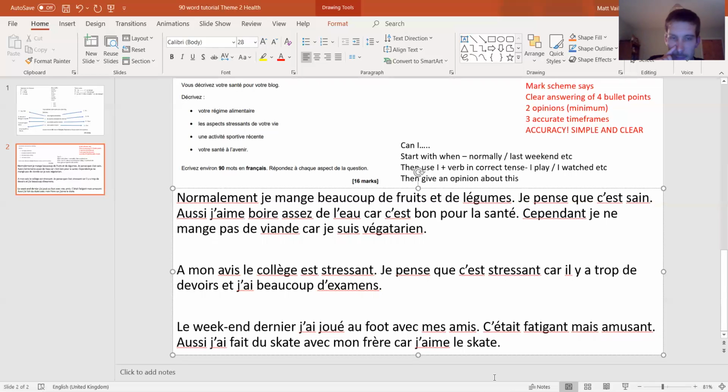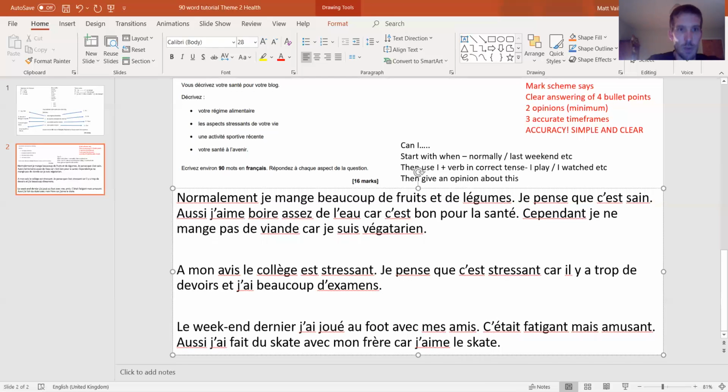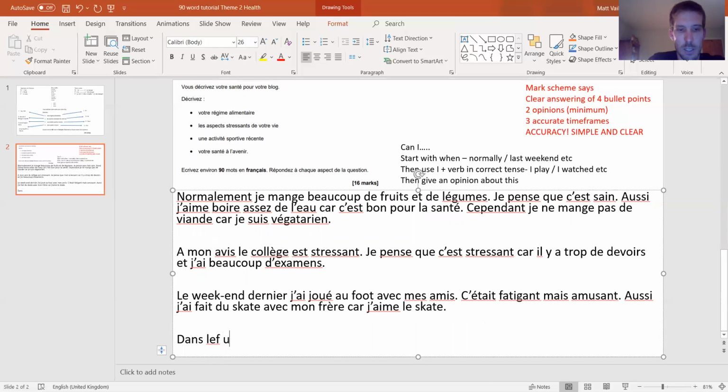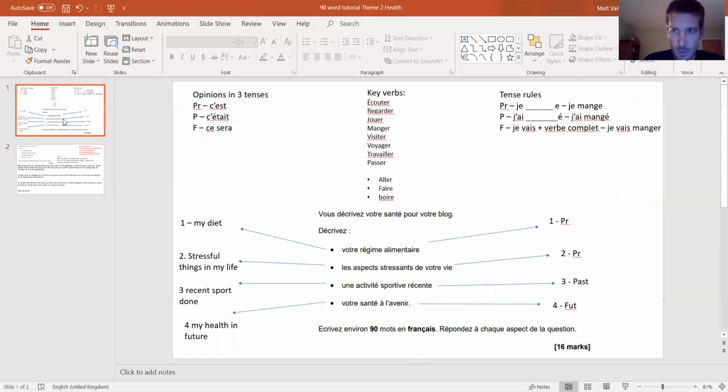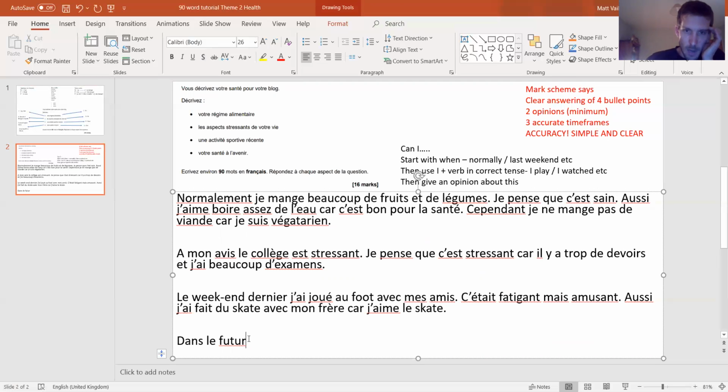Last bullet point. Let's just check our plan. My health and future tense. Well, I could obviously use what they're given in the bullet point, à l'avenir, or if I didn't quite feel confident using that, I could go to my stock dans le futur, which is quite easy to use. But if you wanted to, you could take this à l'avenir out of the bullet point in the future. Okay, it's a good one to use, get some variety. But anyway, dans le futur, what's my tense? Well, je vais plus verb complet. What am I going to do in the future to be healthy? Dans le futur, I've mentioned eating, drinking, sport.